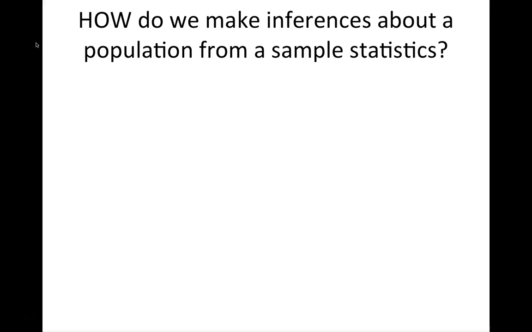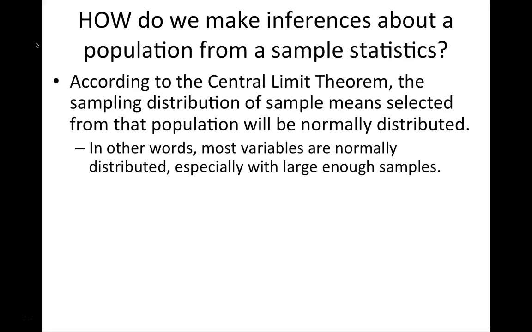So how do we use those sample statistics to make inferences about a population? Some of the basics of this is central limit theorem. According to central limit theorem, the sampling distribution of sample means selected from that population will be normally distributed. So even if a particular variable isn't actually normally distributed in the population, if you take enough samples from that population, those sample means will be normally distributed.